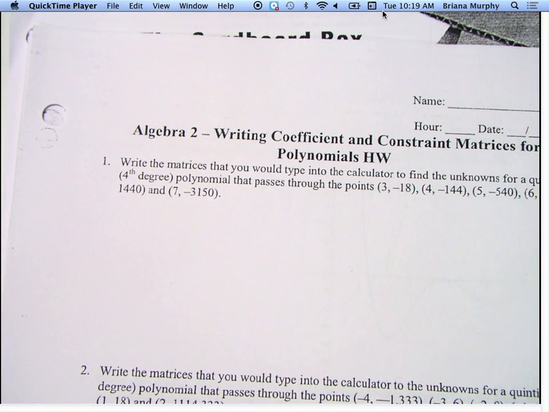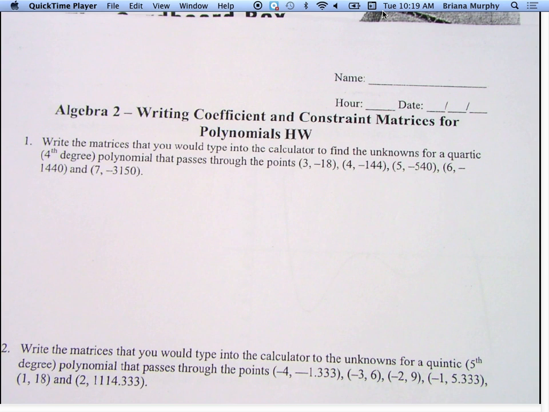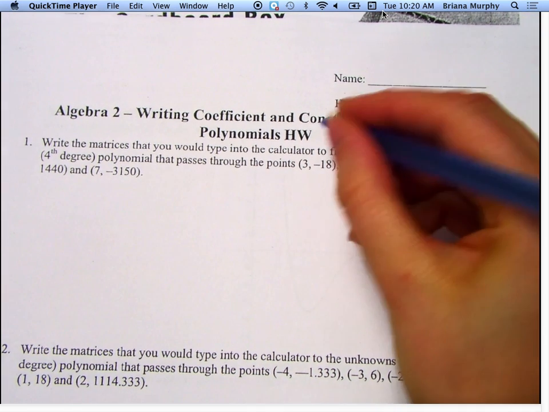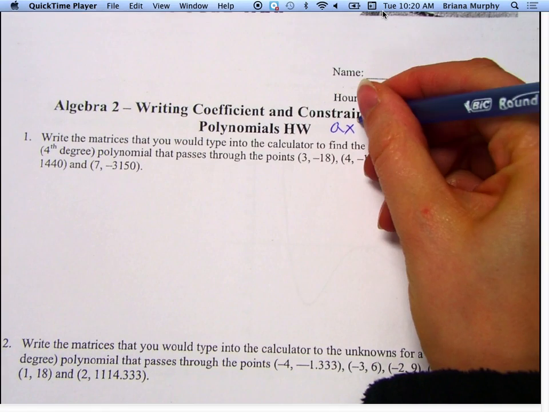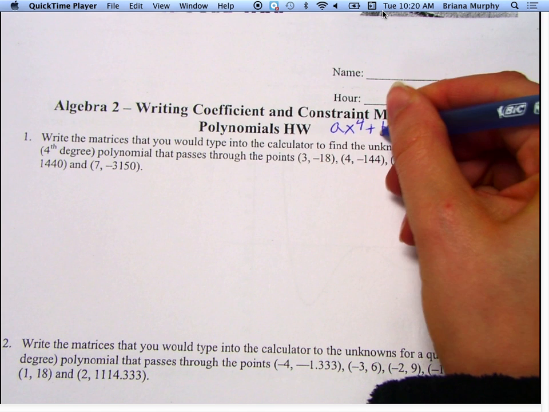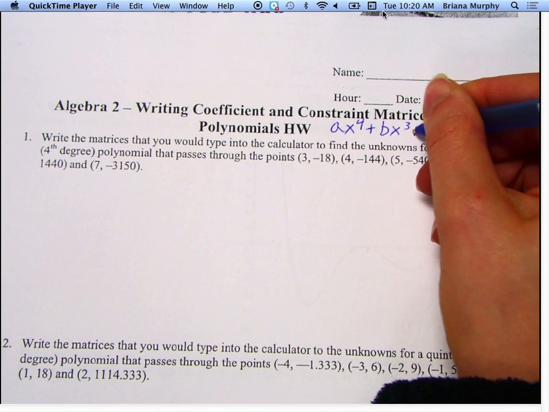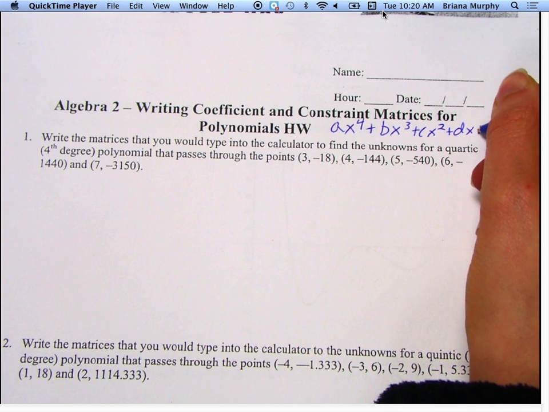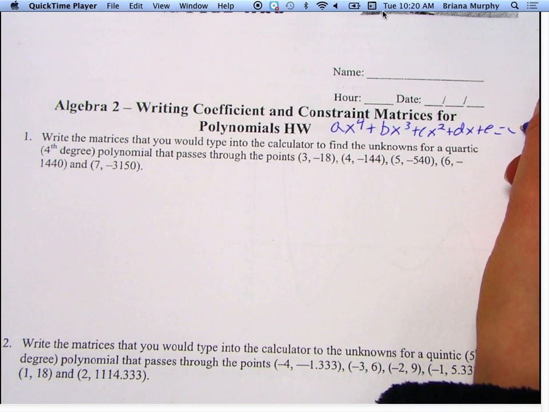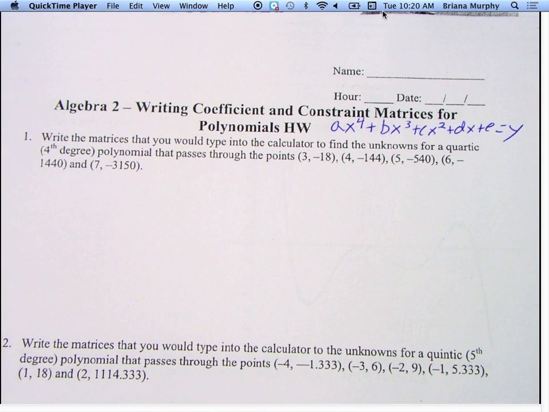Okay. So right here for number 1, it says 4th degree, but it doesn't say what that looks like. So let's just write it right up here above. It's going to be ax to the 4th plus bx to the 3rd plus cx squared plus dx plus e equals y, right? Okay, let's do our matrices like we did yesterday, the shorter version.